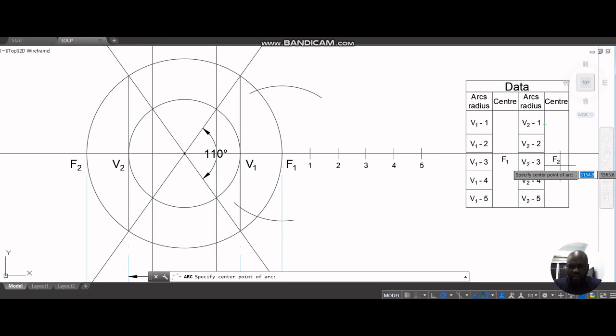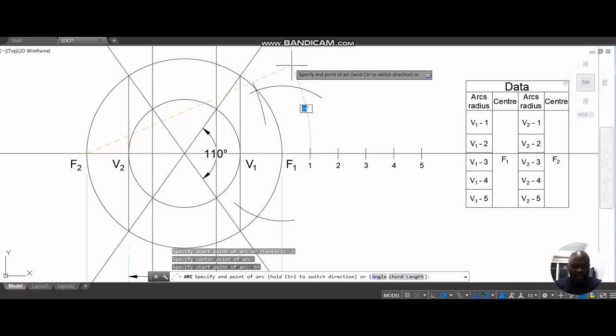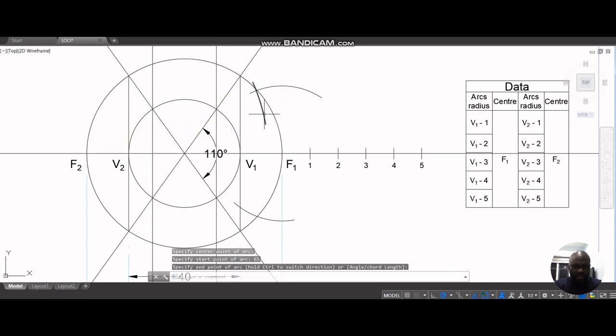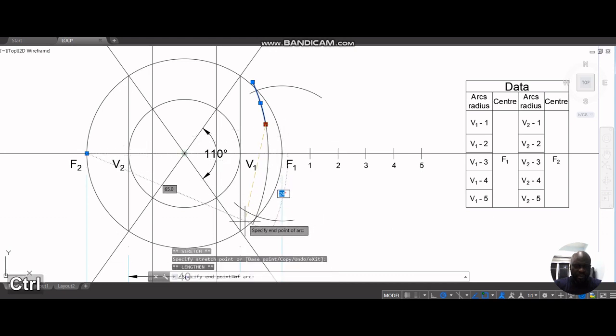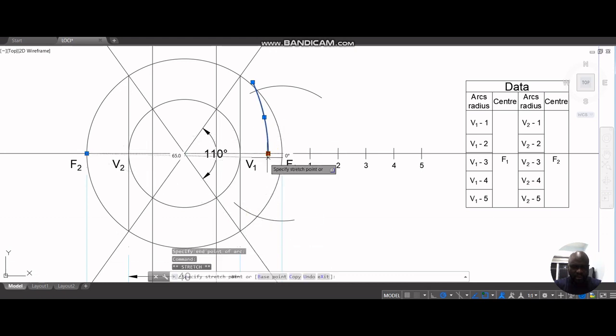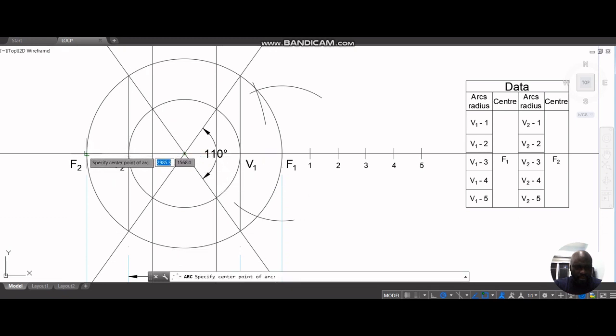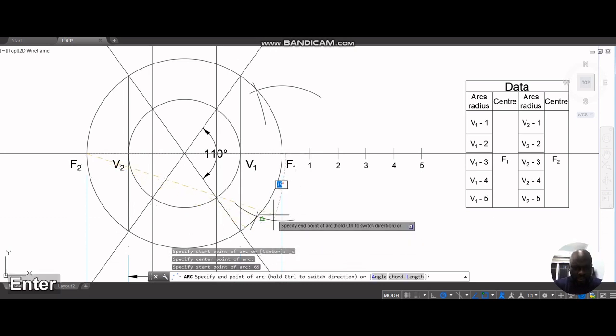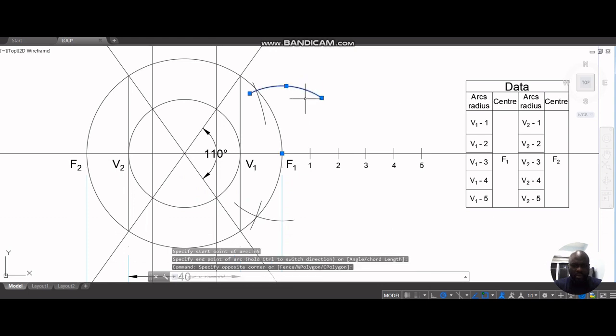The radius V21 and center F2. I have my compass already on F2. I extend my compass to the radius that I measured, which is 65, and I cut the previous arc. I'll do this for both the arcs, up and down. Easier to do this: center F2, radius V21, and cut the previous arc. Okay, that's done.